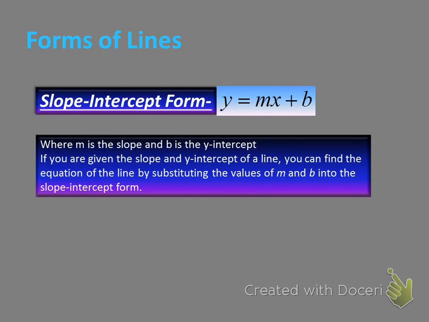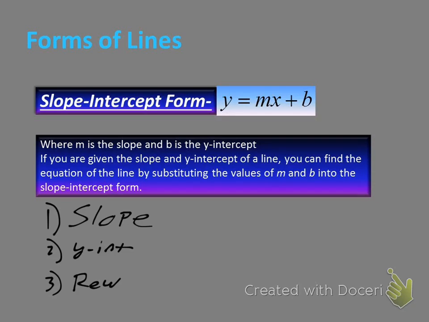We're going to have 3 steps today as far as the work we're going to do. Step 1, we're going to figure out our slope, whether it's given to us or whether we have to find it. Step 2, we're going to figure out our y-intercept. Once again, it might take a little work. Sometimes it'll be given to us. Depends. And then step 3, we are going to rewrite.